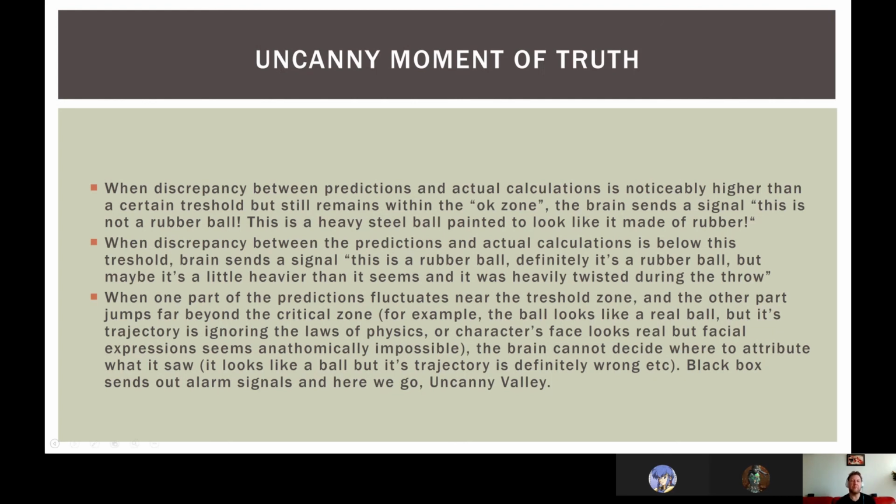And when one part of the predictions fluctuates near the threshold zone and the other part jumps far beyond the critical zone, for example, when the ball looks like a real ball but its trajectory ignores the laws of physics, zigzagging, or a character's face looks real but the facial expression seems anatomically impossible, like a smile happening but the cheekbone area doesn't move at all. In that case, the brain cannot decide where to attribute what it saw. It looks like a ball, but the trajectory is definitely wrong, definitely not real. In that case, the black box sends out the alarm signals, and here we go: uncanny valley.